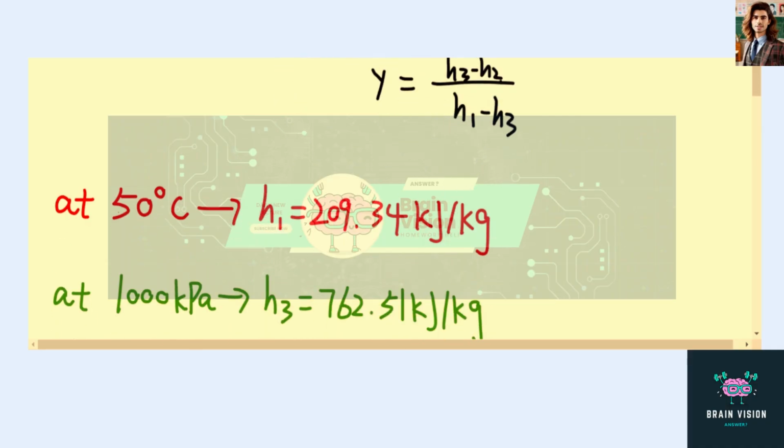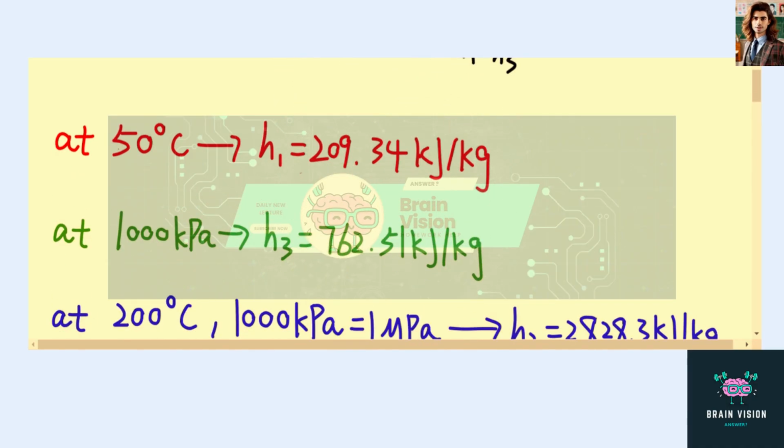So now let's use the table at the back of the book. So first, let's use the saturated water temperature table. Okay, so at that table, which is table A4, at 50 degrees Celsius, we can find the corresponding enthalpy is 209.34 kilojoule per kilogram.